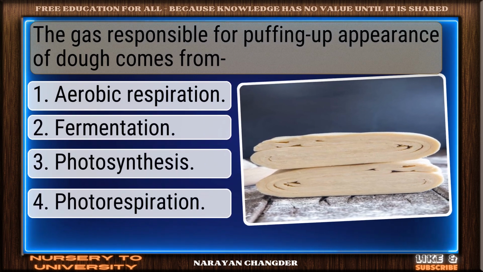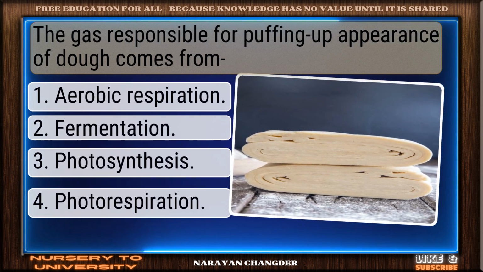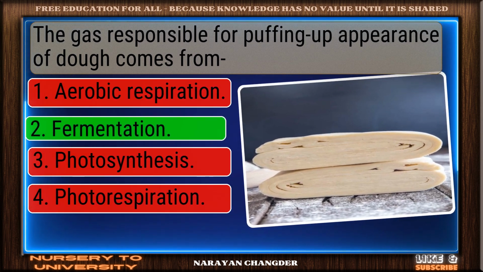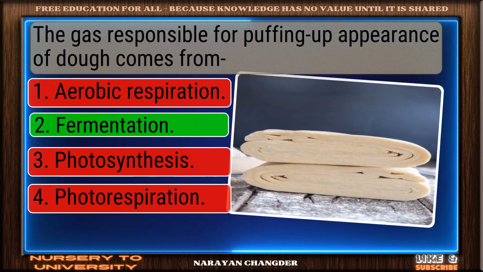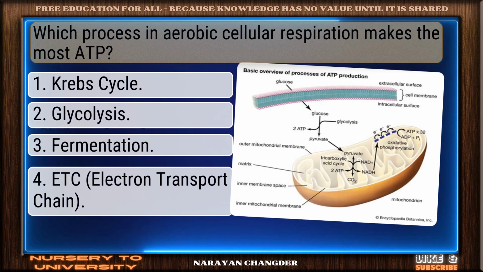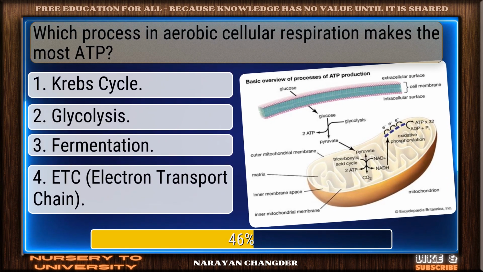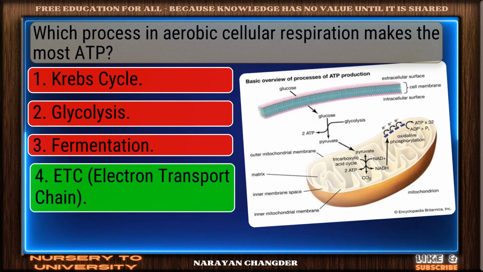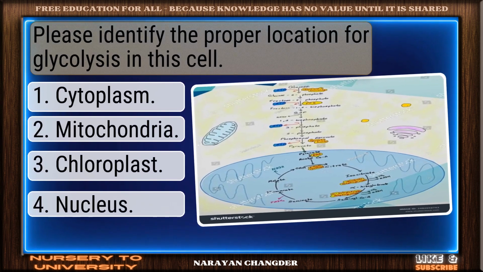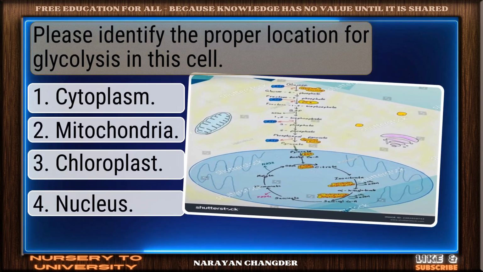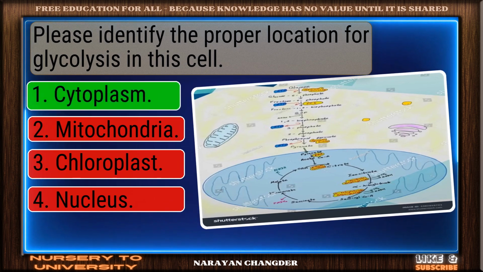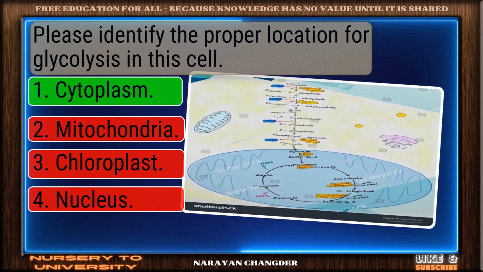The gas responsible for puffing up the appearance of dough comes from. Good thinking. Fermentation is the right answer. Which process in aerobic cellular respiration makes the most ATP? Well done. ETC is the right choice. Please identify the proper location for glycolysis in this cell. Well picked. Cytoplasm is the correct answer.